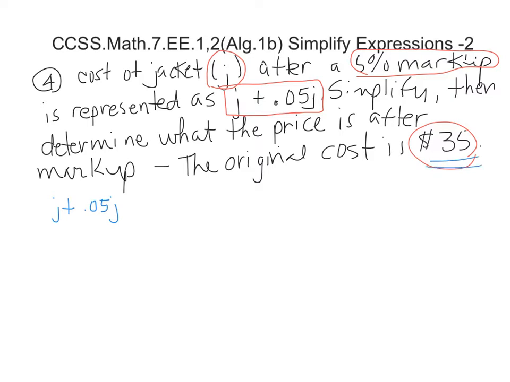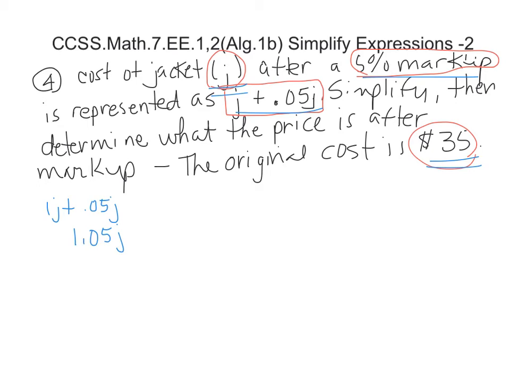So you need all of your math stuff pulled out. And they give you the expression J plus 0.05 J, and that's the expression. And so now we can simplify that. So if I have 1 J here, and I add that to that, I can combine them because they're like terms, I have 1.05 J. That looks a little odd, but it's fairly simple.